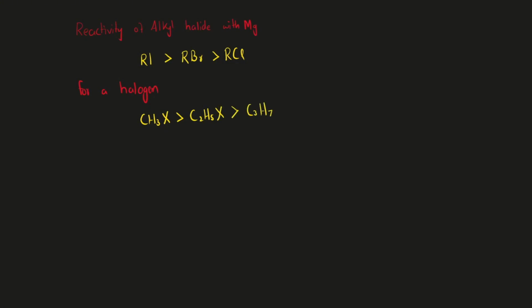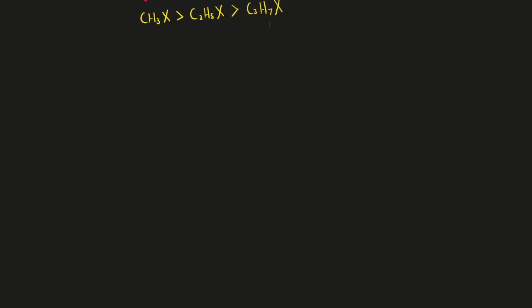Now we will look at the reactivity of Grignard reagent. For this, we have to see the reactivity of alkyl halide first. This is the order of reactivity of alkyl halides with magnesium. You can see alkyl iodide is more reactive than alkyl bromide, which is more reactive than alkyl chloride. Now, for a given halogen, methyl halide is more reactive than ethyl halide, which is more reactive than propyl halide. Why is that? Because methyl doesn't have bulky groups on its side. That's why methyl halide is the most reactive one.